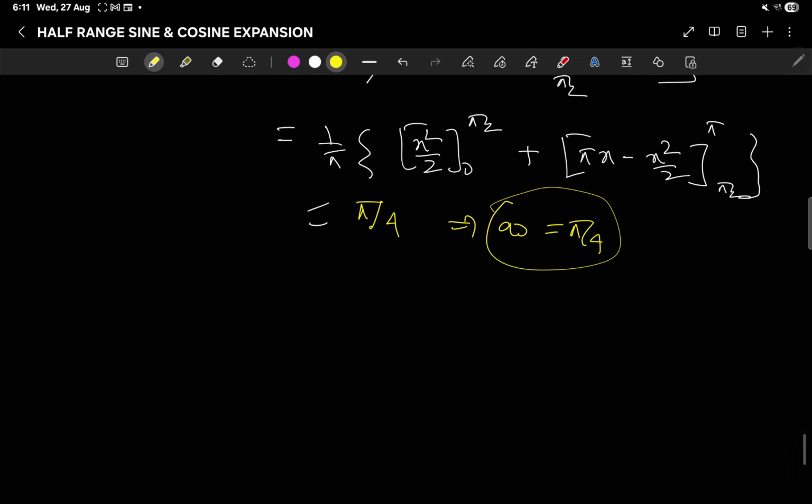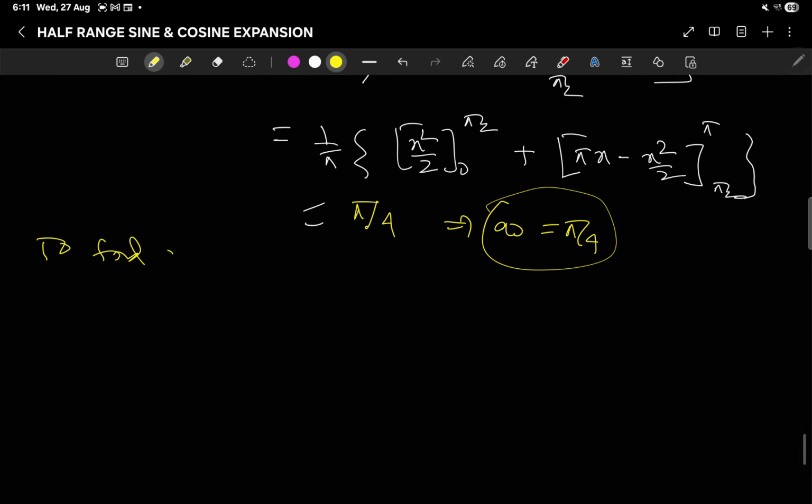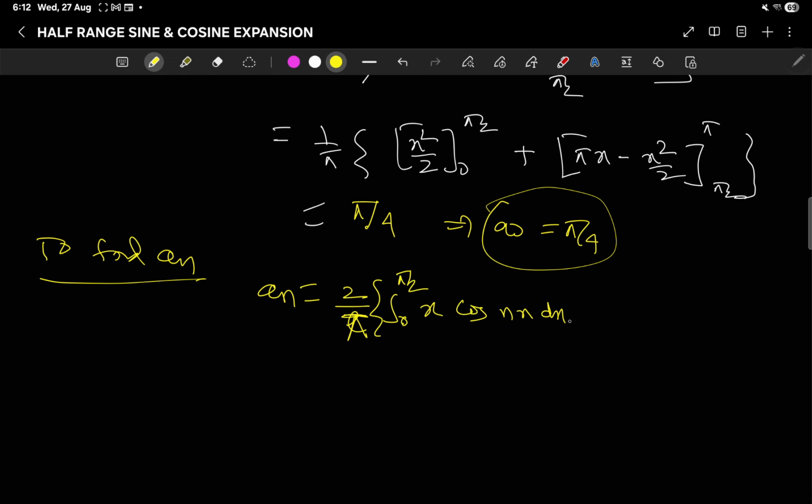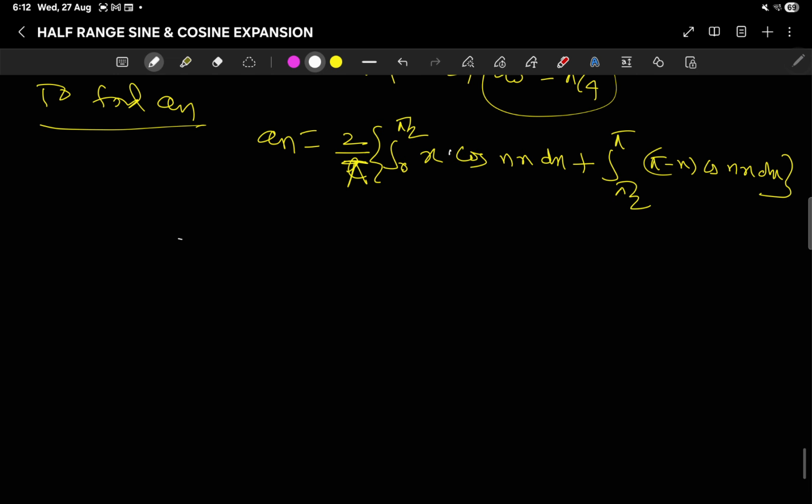Now to find an, similarly here 2 by l integral 0 to l, I am directly writing 2 by pi and I split it 0 to pi by 2, the functional value is x cos nx dx plus here pi by 2 to pi, functional value is pi minus x cos nx dx, right? You apply by parts now. In both cases you apply the by parts.